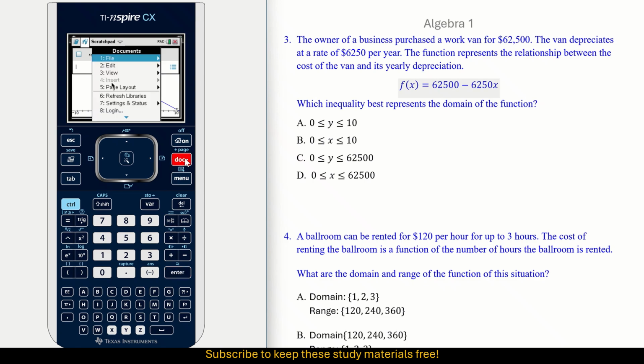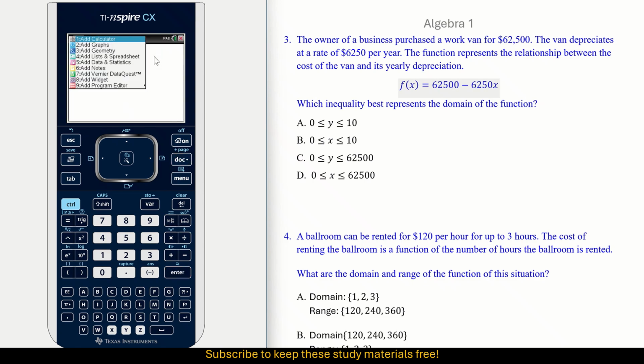So let's go to document and then I want a new document. Go to doc and I want new. What do I want to do in my new one? I want number 2, add a graph. So I'm going to enter because I've highlighted it. And now I have a nice clean slate to type in.